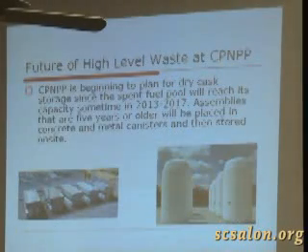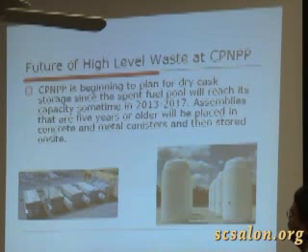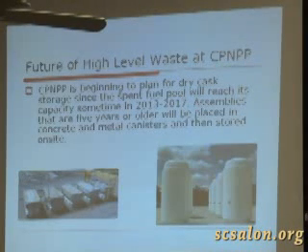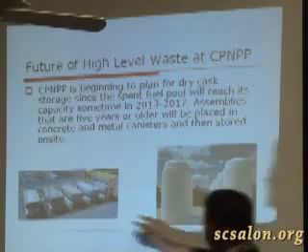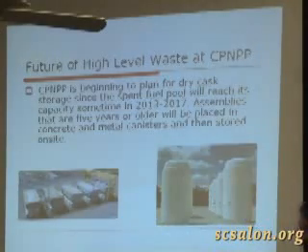Okay, future of high-level waste at Comanche Peak. We're beginning to plan for dry cask storage since the spent fuel pool will reach its capacity sometime in 2013, 2017. Assemblies that are 5 years or older will be placed in concrete and metal canisters and then stored on site. And these are just a couple of examples of dry cask storage at other facilities.